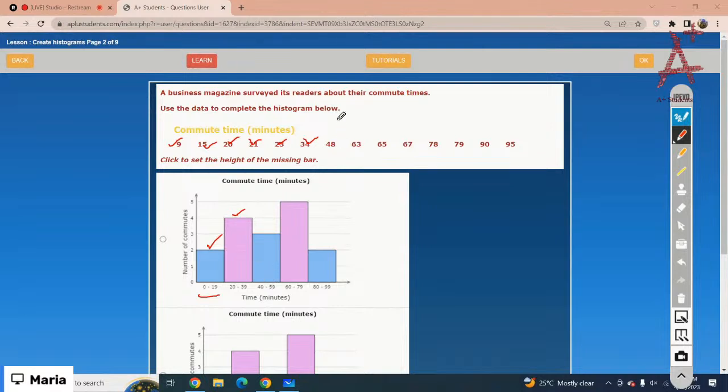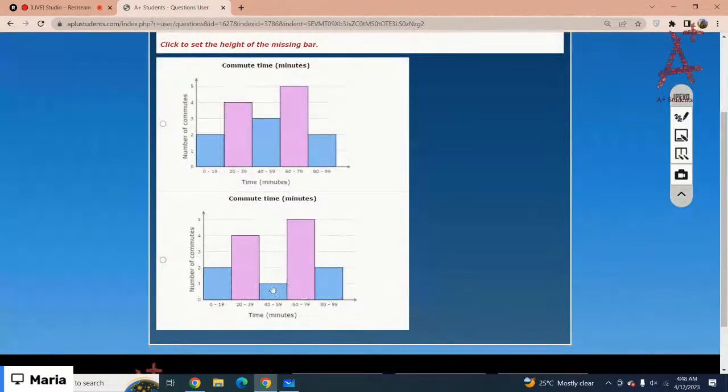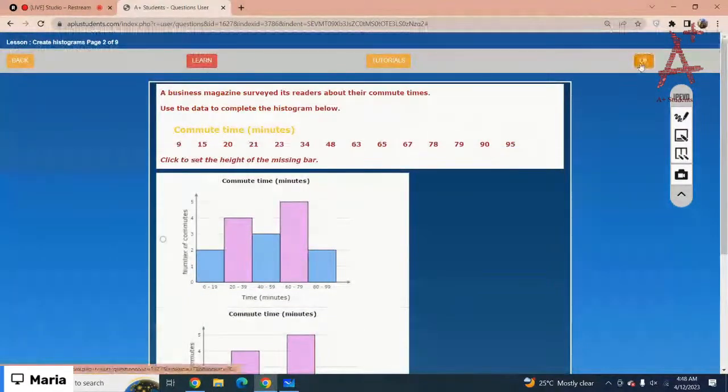Then from 40 to 59, you have just one value. So this is not the correct option because here it matches with the 3. Option number 2 is the correct option. See, here you have one. Just select the correct option and click on the OK button.